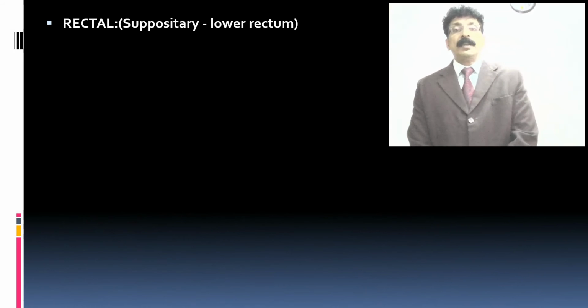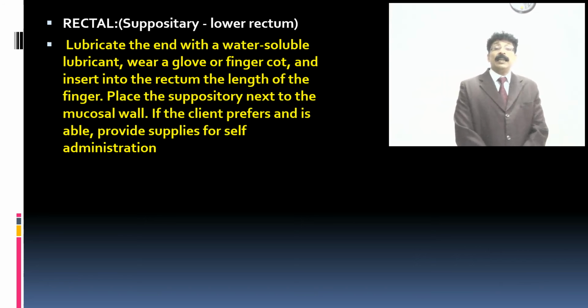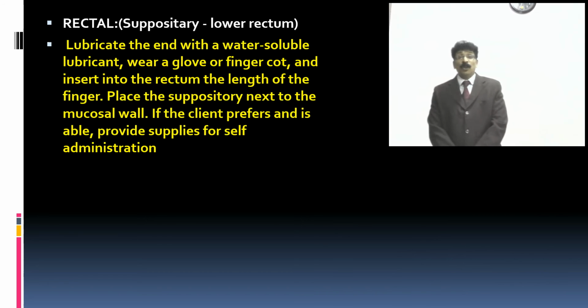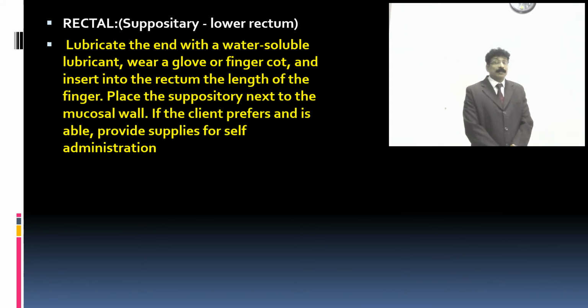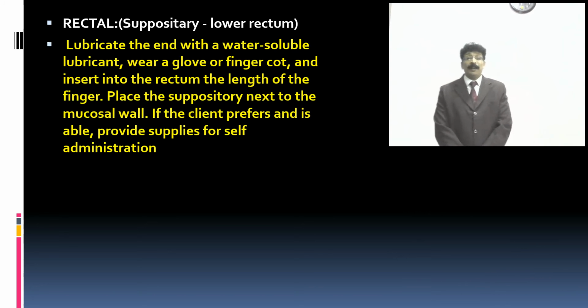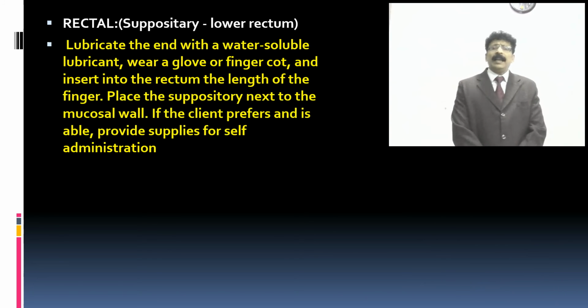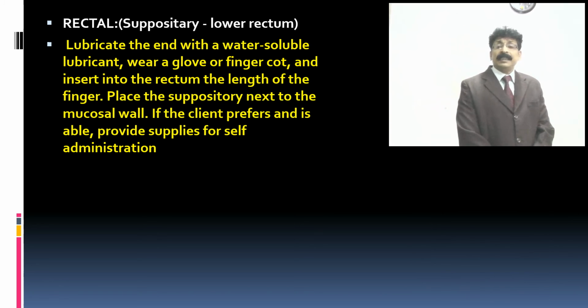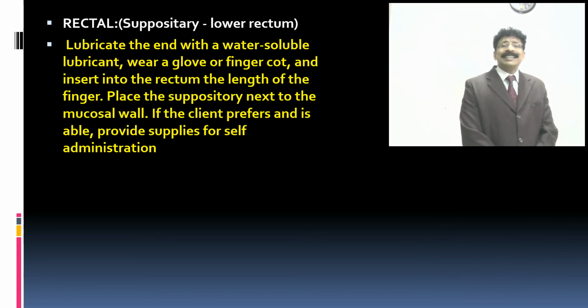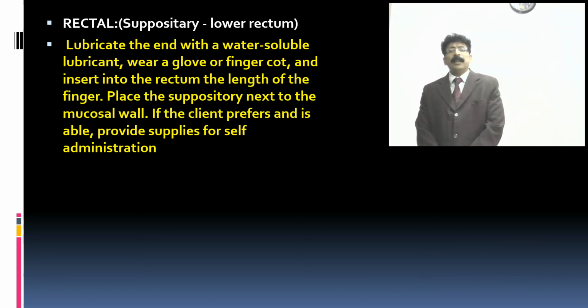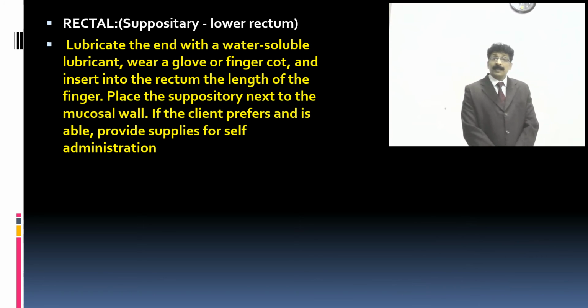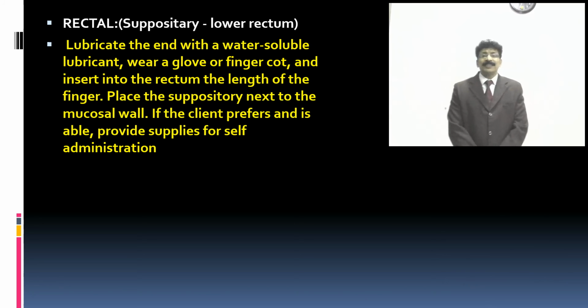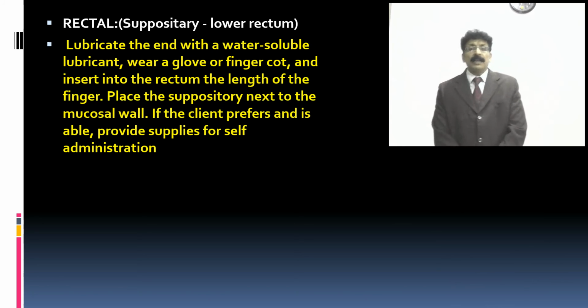Rectal suppositories, and there is also the lower rectum available. Just now we have seen the picture and how to apply. Lubricate the end with a water soluble lubricant, wear gloves and a finger cot, as we have seen in the picture and I have explained again. Insert into the rectum the length of the finger by pressing, and place the suppository next to the mucosal wall. If the client prefers and is able, provide supplies for self-administration also.